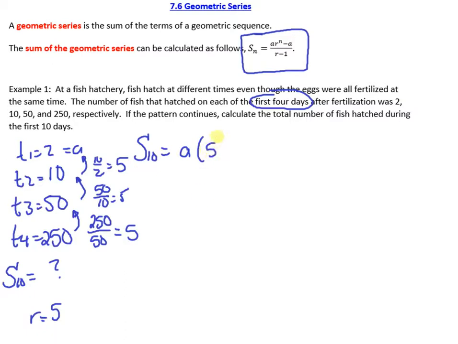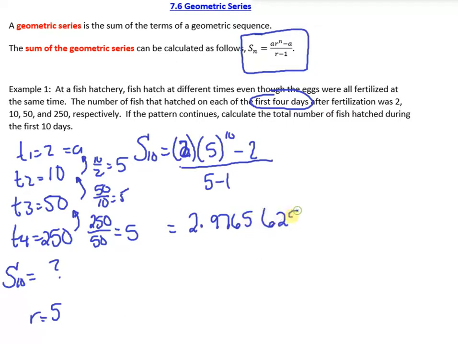So let's sub in that 5, exponent n, which is 10, and then we subtract the first term, A, which is 2. Here we go. Then R minus 1. So R, again the ratio, is 5 minus 1. Remember BEDMAS for this. 5 to the 10 we have to do first. A lot of people will be multiplying the 2 and the 5, and that's wrong. So 2 times 9,765,625 minus 2, divided by 4.